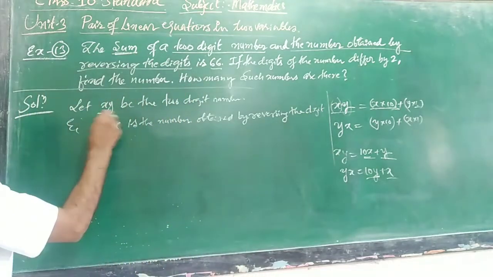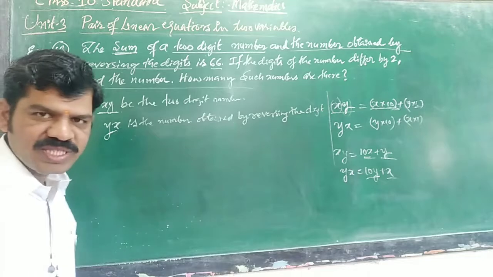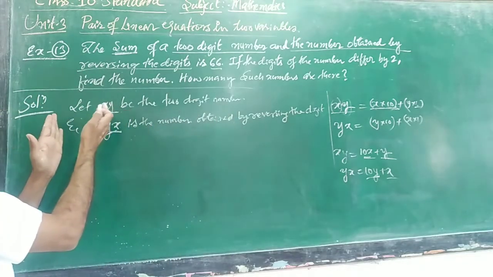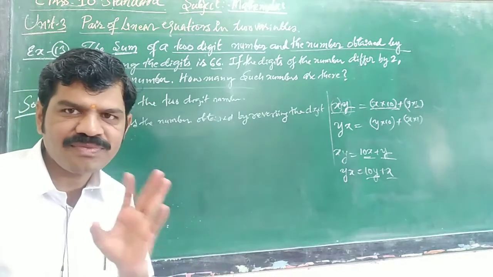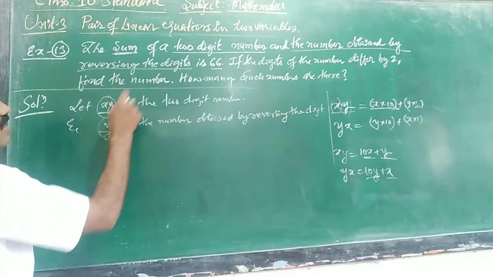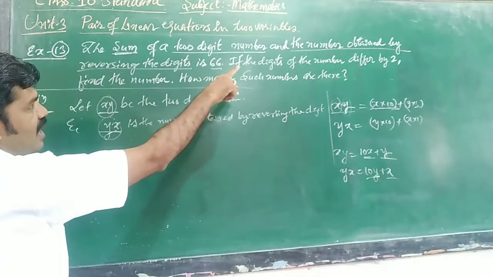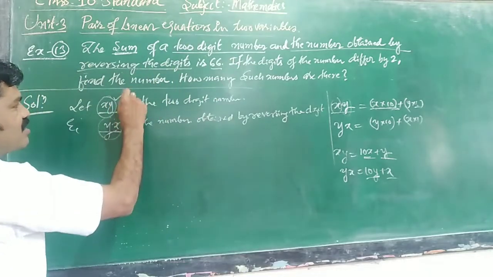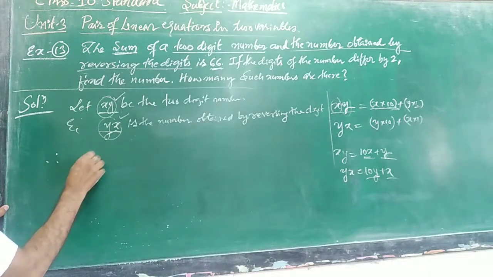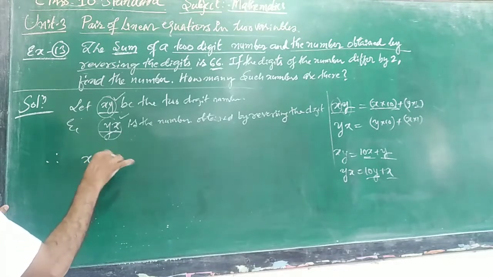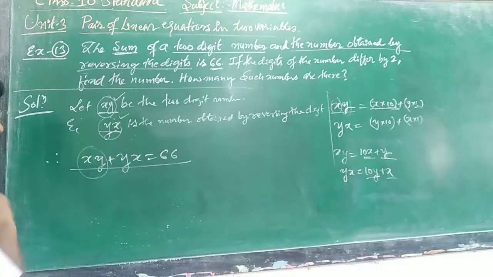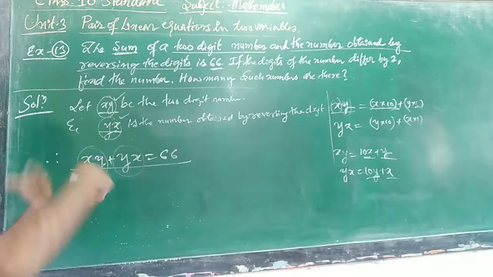Okay, xy is the two-digit number, and yx is the number obtained by reversing the digits. In the place of x I have written y, in the place of y I have written x. See, the sum of the two-digit number and the number obtained by reversing it will be equal to 66. Therefore, xy plus yx is equal to 66. This is the two-digit number, and this is the number obtained by reversing the digits.